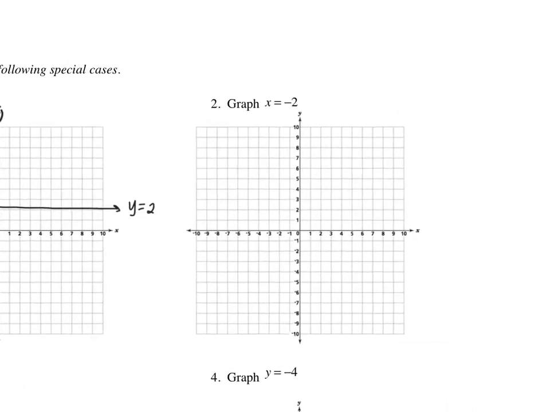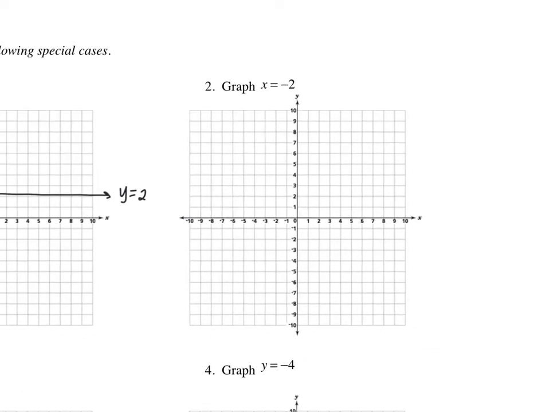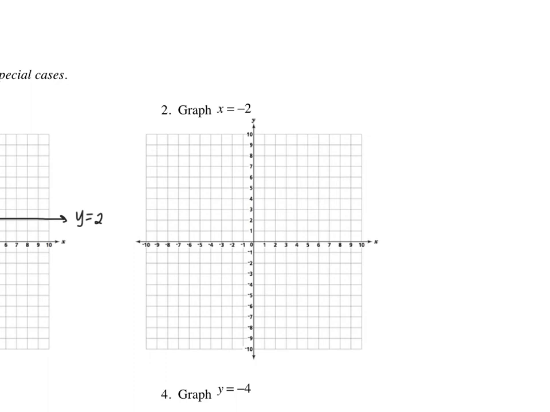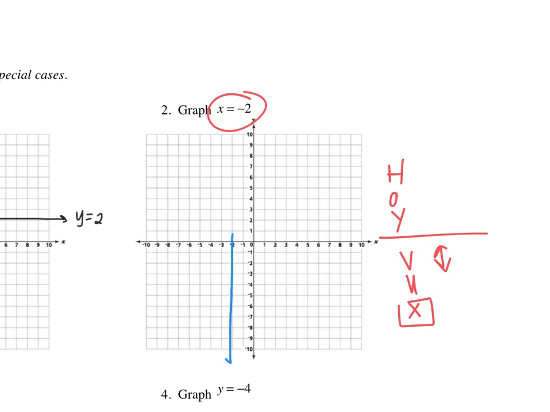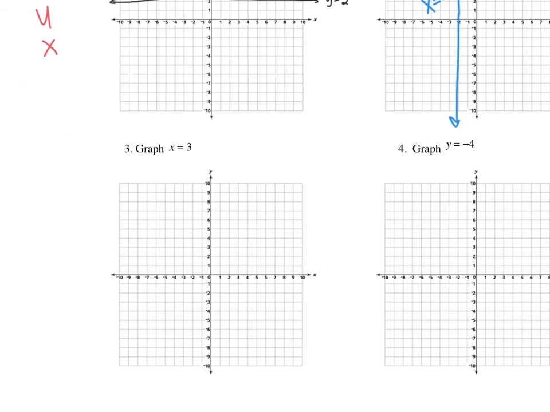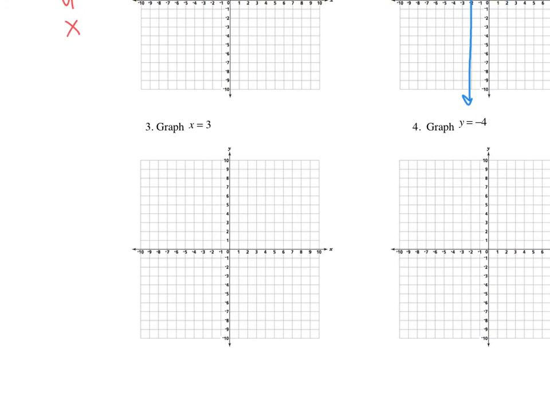And don't forget to name your line. Now I want to graph x equals -2. So I'm going to rewrite my trick. HOYVUX. It is x equals, so it's going to be vertical. And it's going to go through -2. Just like this. X equals -2.